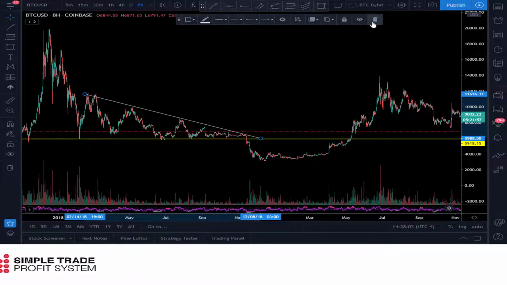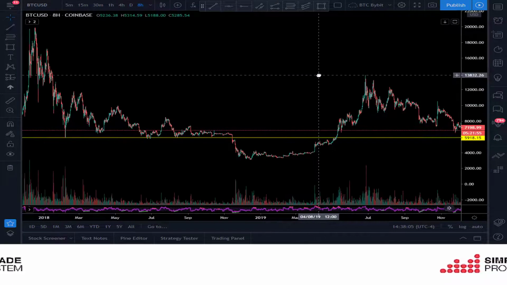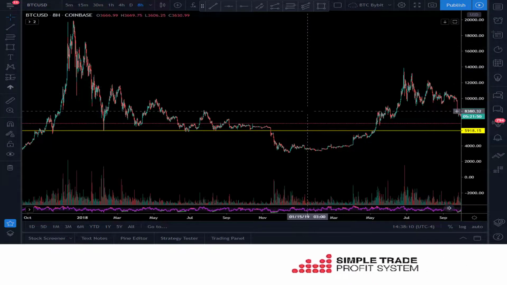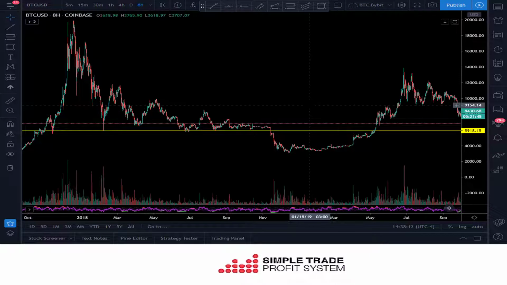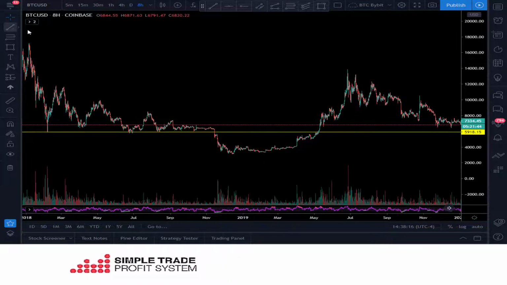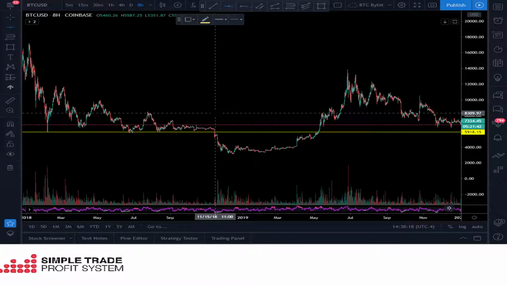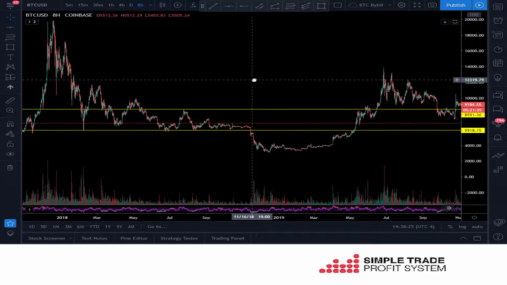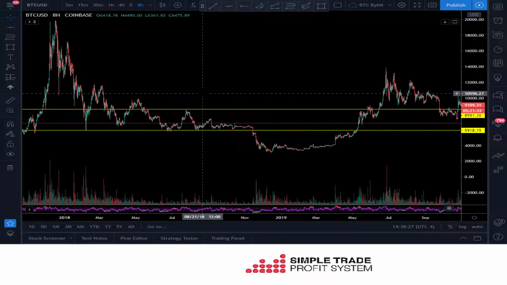So it's the same thing with resistance. Price comes up to a certain point. Let's look. Let me find one here. We'll do this one. And these aren't perfect. I would go in and adjust these.